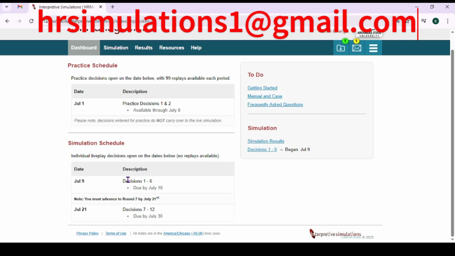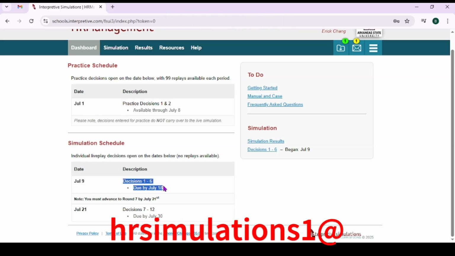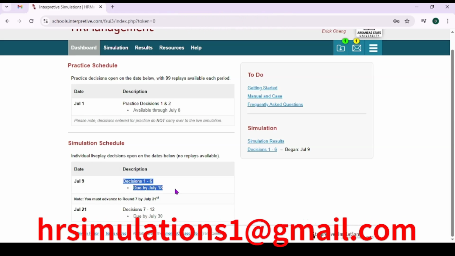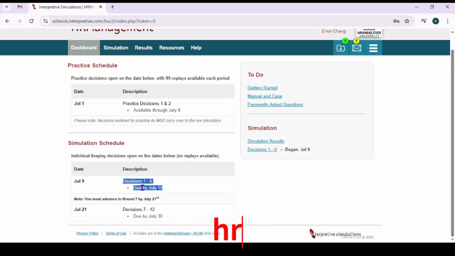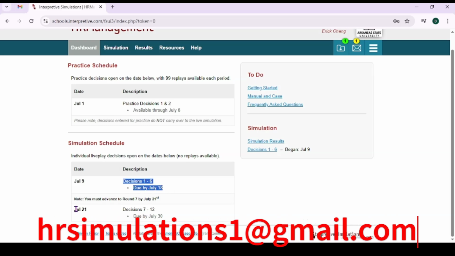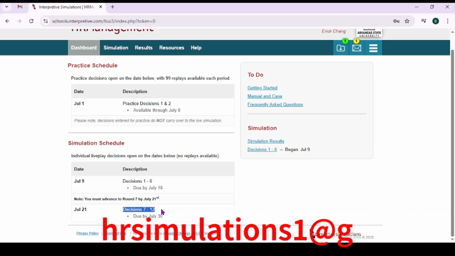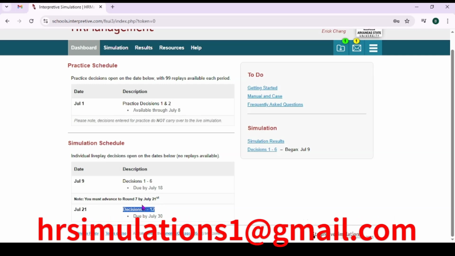So you can see that decision 1 to 6 starts on 18th, and currently it's due by 18th, decision 1 to 6, and then we'll have decision 7 to 12. So this means that we have 12 rounds in total, or 12 decisions in total to make.